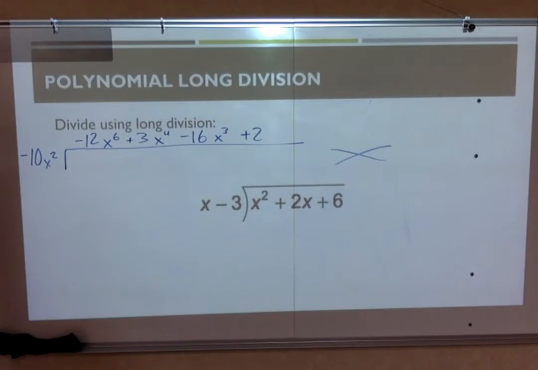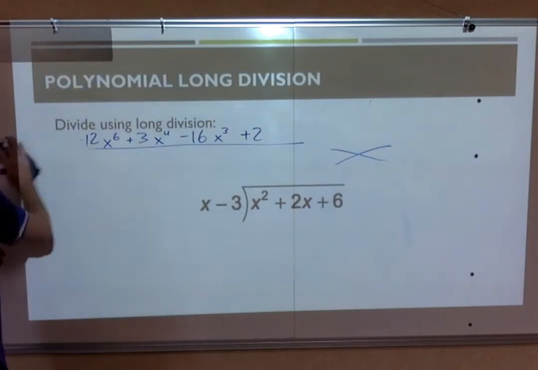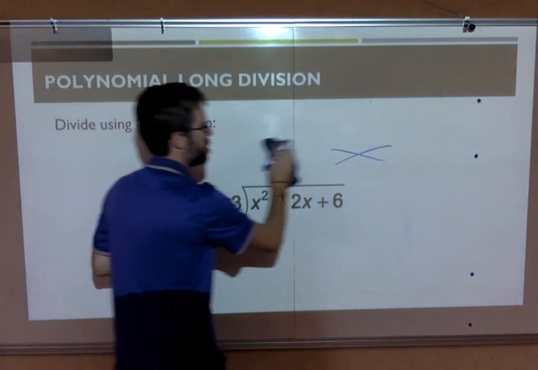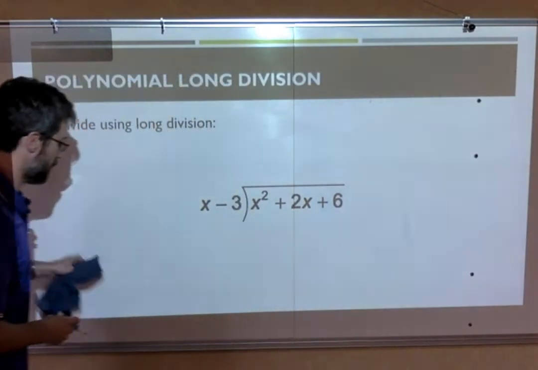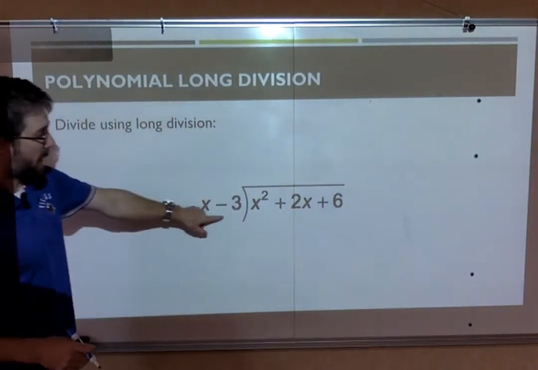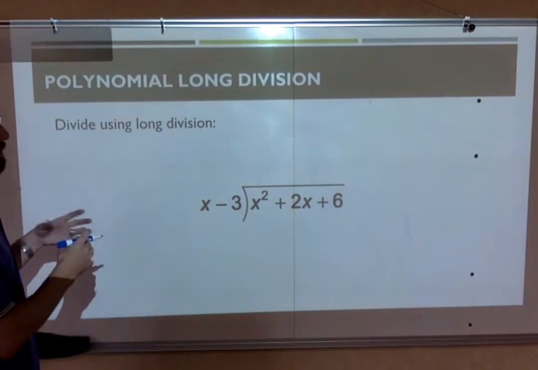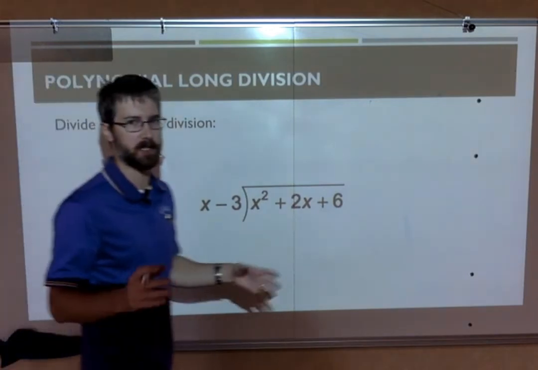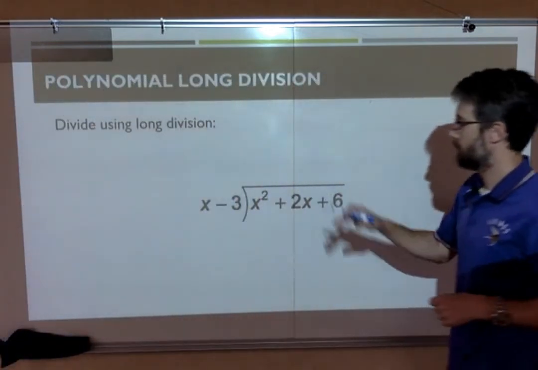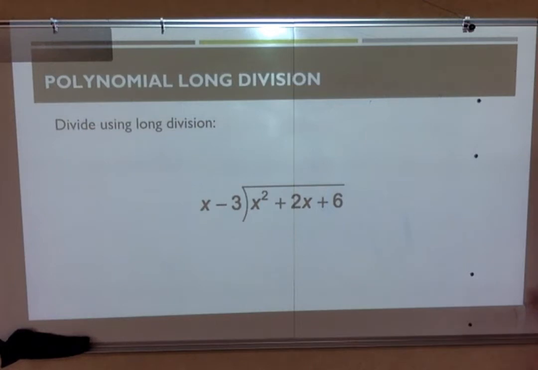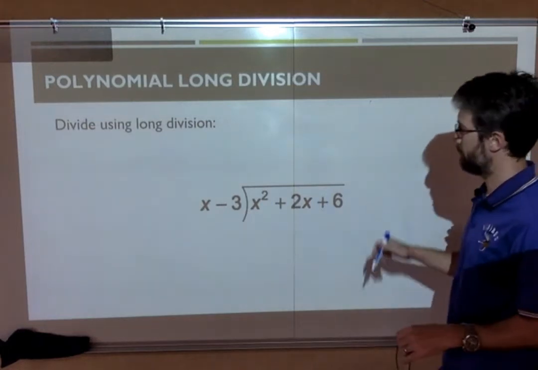All right, so now what happens when we divide something bigger? Now we're dividing by a binomial. So it's a little bit trickier. It's really the same idea, it's just one extra little thing with this. But it's really the same idea as long division, as any long division.